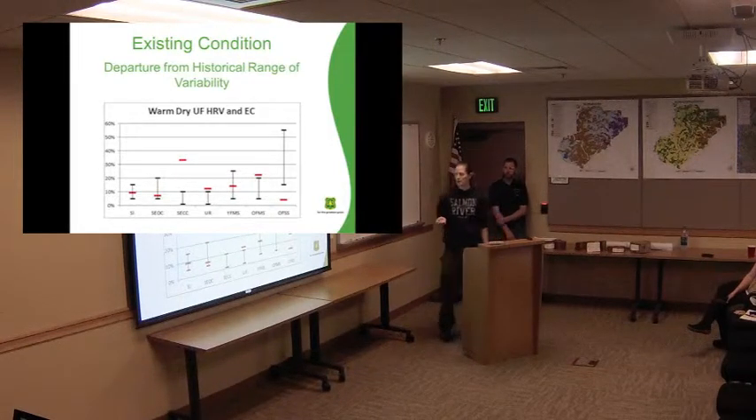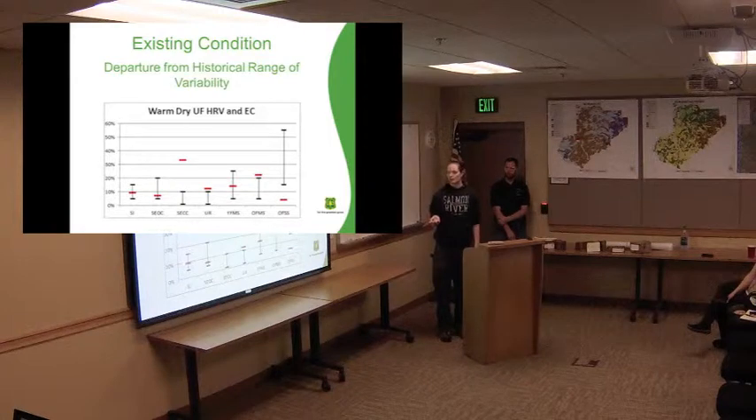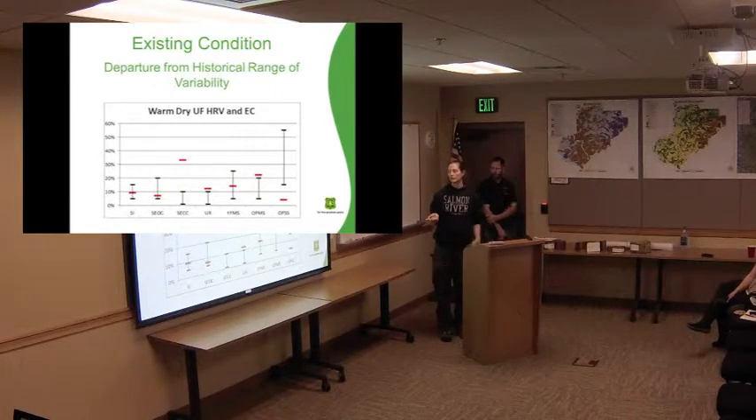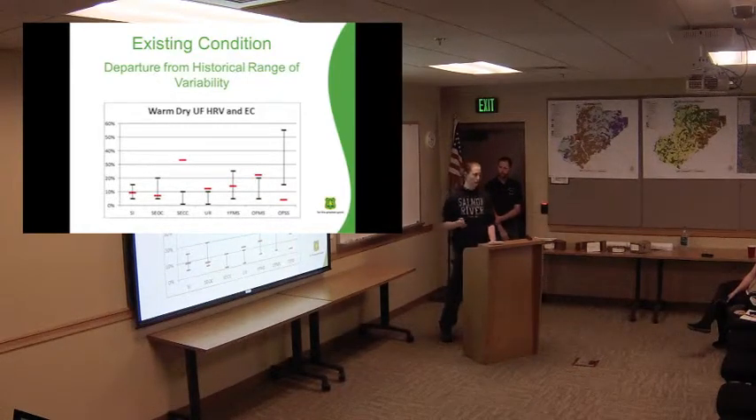The take-home message is that for some of these structures, like stand initiation, stem exclusion, and open canopy, we're actually right within the historical range. We have a higher amount of old forest multistrata out there than what historically would have been, and we have less old forest single strata than what historically would have been out there. That's what that graph means.